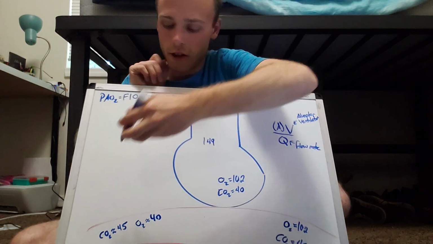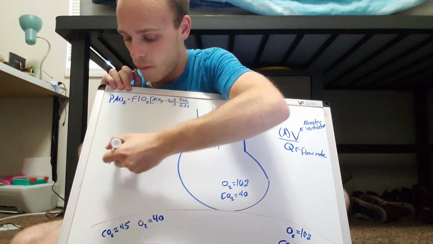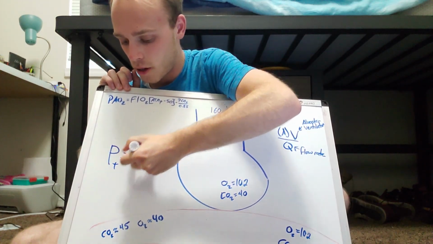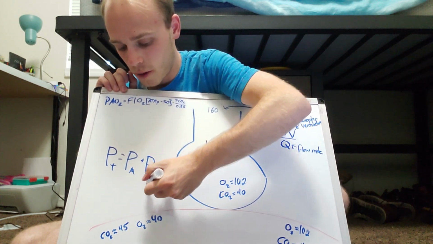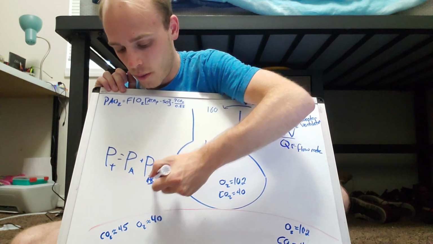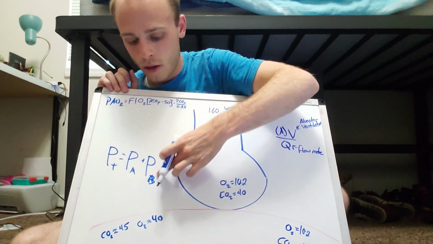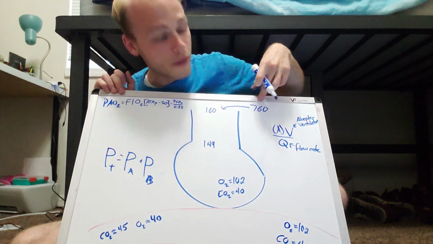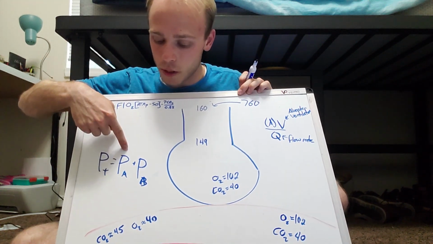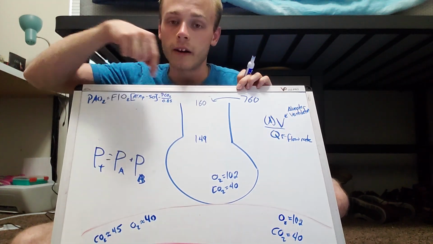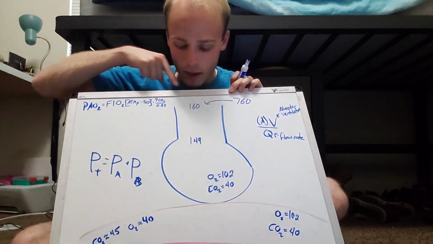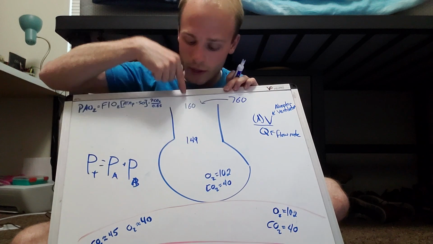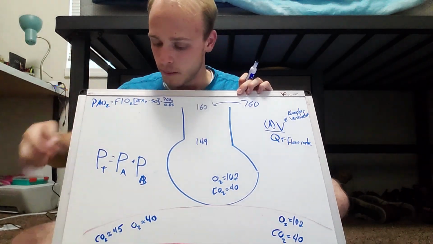Basically, Dalton's law of partial pressures says that the total pressure is equal to the pressure of something A plus the pressure of something B, and so on. So in this case, the total pressure, which is our 760, is equal to the partial pressure of all of the things that make up the air. And so our partial pressure of oxygen is 21% of this, which ends up being about 160.